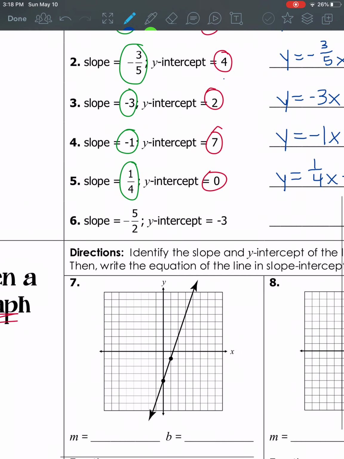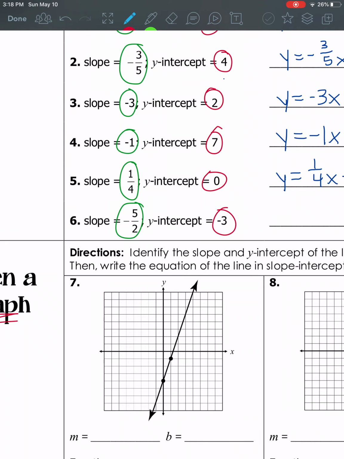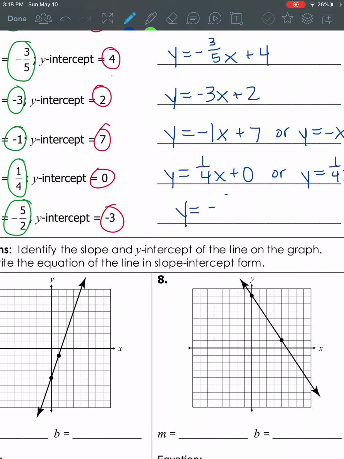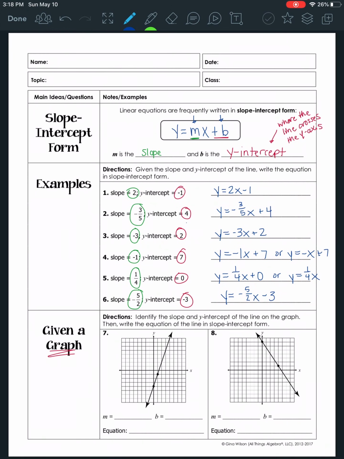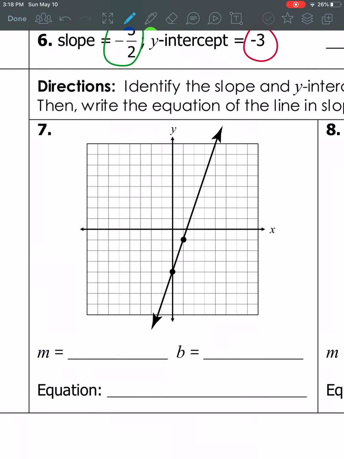Okay? And last one, because I wanted to get to this -1 again, so -5/2 is our slope, and y-intercept is -3. So y equals, slope is -5/2 x, and y-intercept is negative, so we'll write it as -3. Okay? Hopefully that's pretty easy. If you have your slope and your y-intercept, you just plug them in to this equation that we have up here at the top. Okay? So if we have a graph, well, we need to find those two things to write our equation.